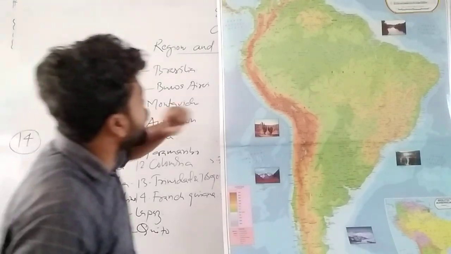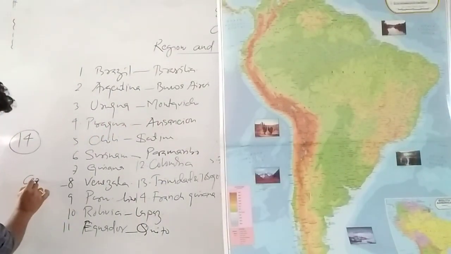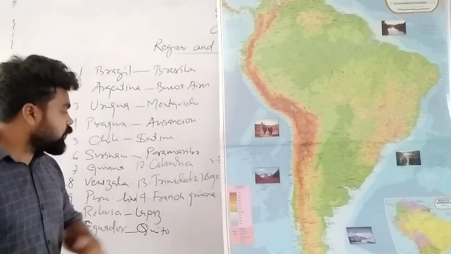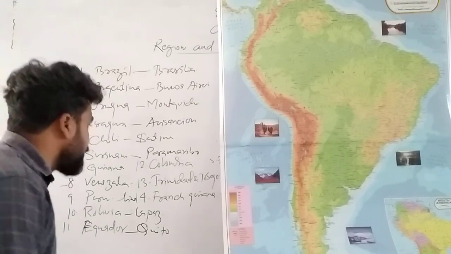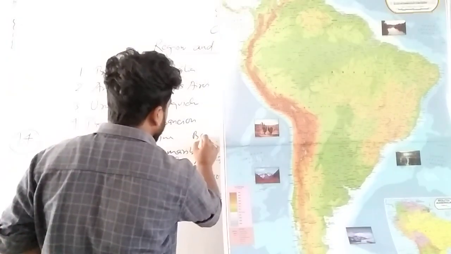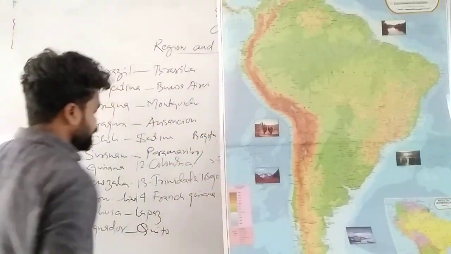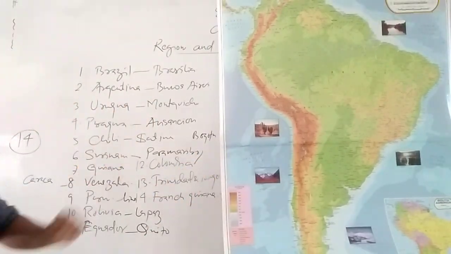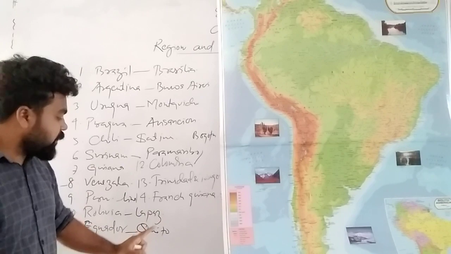Venezuela, Caracas. Venezuela capital is Caracas. Peru, Lima. Bolivia, La Paz. Ecuador, Quito. Colombia capital is Bogota. Okay, so with all these capitals, again Colombia, Trinidad, French Guiana, La Paz, Quito.